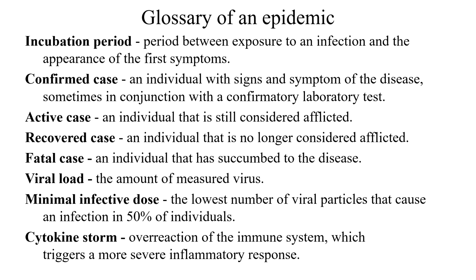A confirmed case is an individual with signs and symptoms of disease, sometimes in conjunction with a confirmatory laboratory test, and again, as I mentioned earlier, it may differ a little bit from jurisdiction to jurisdiction. An active case is an individual that is still considered afflicted or still has the disease. If someone has recovered, we call it a recovered case. And fatal cases are obviously individuals that got infected with SARS-CoV-2, developed COVID-19 disease, and died from the disease.